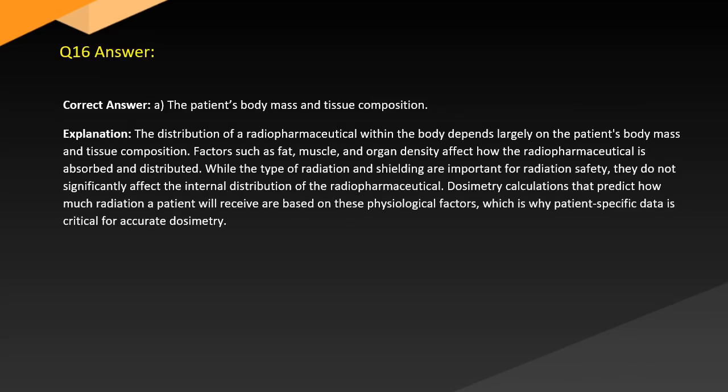Answer. Correct answer: A. The patient's body mass and tissue composition. Explanation. The distribution of radiopharmaceutical within the body depends largely on the patient's body mass and tissue composition. Factors such as fat, muscle, and organ density affect how the radiopharmaceutical is absorbed and distributed. While the type of radiation and shielding are important for radiation safety, they do not significantly affect the internal distribution. The radiopharmaceutical dosimetry calculations that predict how much radiation a patient will receive are based on these physiological factors, which is why patient-specific data is critical for accurate dosimetry.